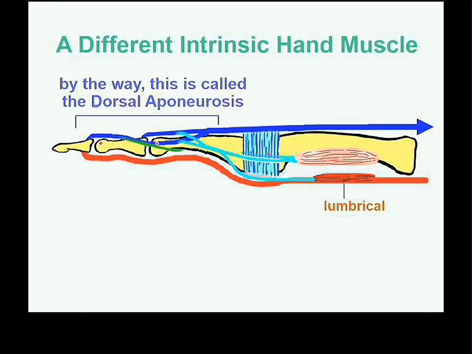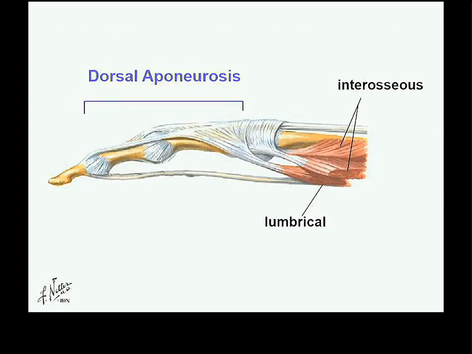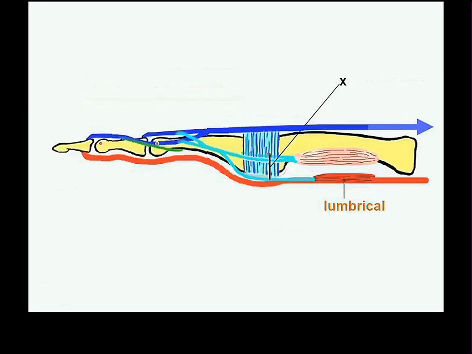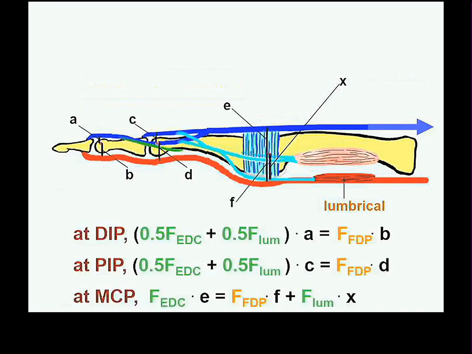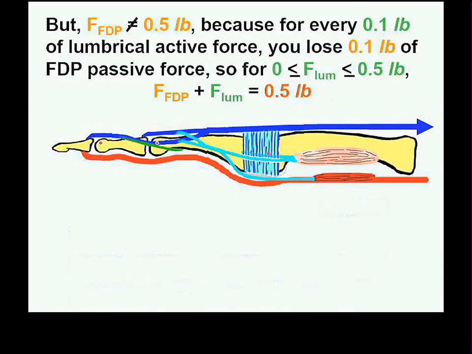By the way, once you have that extensor expansion joined by tendons of the interosseous muscle and lumbricals, it changes its name to the dorsal aponeurosis. This is a much better diagram of what it looks like. Here's an interosseous muscle, here's the interosseous tendon, and it sort of splits and goes to these two portions of the extensor expansion, and here's the lumbrical, and here's its tendon going to the two parts of the extensor expansion. And that all together is called the dorsal aponeurosis of a finger. Here's the leverage for the lumbrical. It's about the same as that for the flexor digitorum profundus. Not going to do all this calculation here for you because I want to say one important thing.